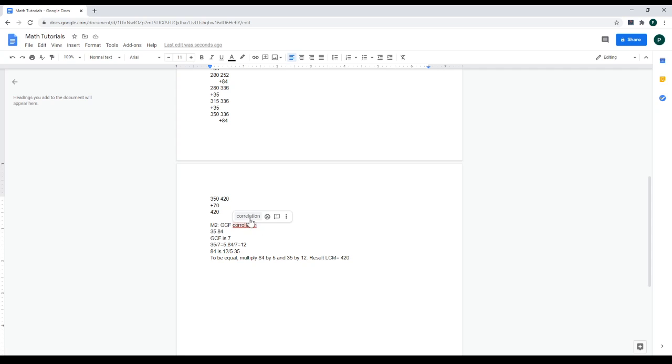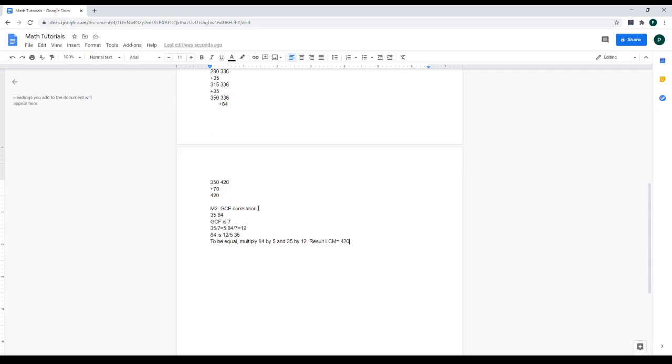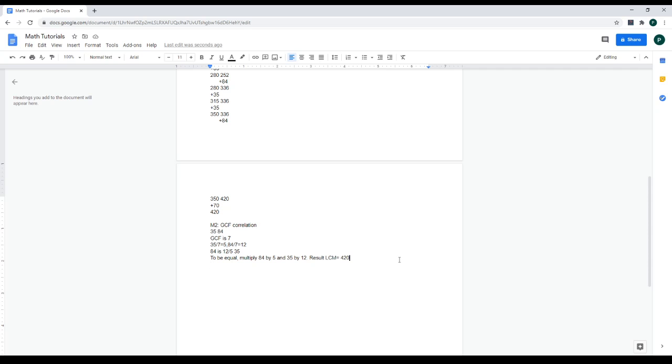The next method that you can use is called the greatest common factor correlation. However, this method doesn't always work. What you do is you find the greatest common factor, and the GCF of 35 and 84 is 7. 35 divided by 7 is 5, and 84 divided by 7 is 12. 84 is 12/5 of 35. Now, to be equal, you multiply by the reciprocal, which means you multiply 84 by 5 and 35 by 12. This gets both to 420, which up here, as you can see, is still the LCM. So this is a faster method, but it only works sometimes.